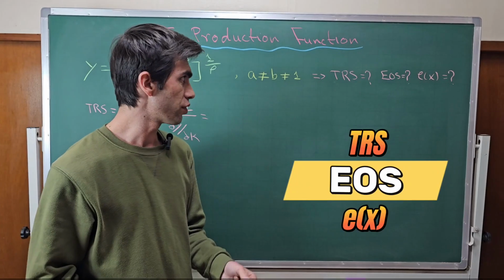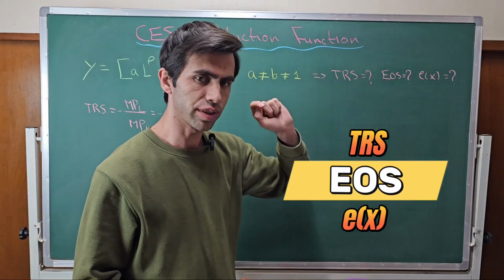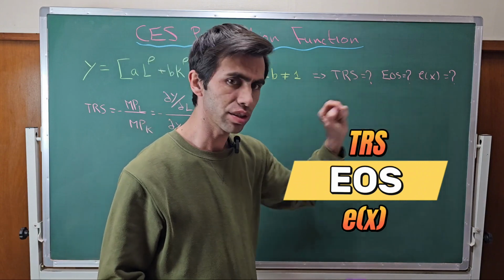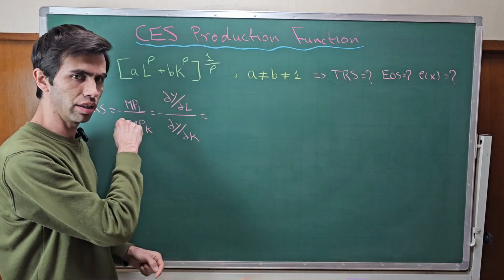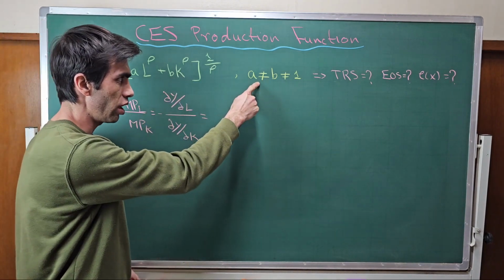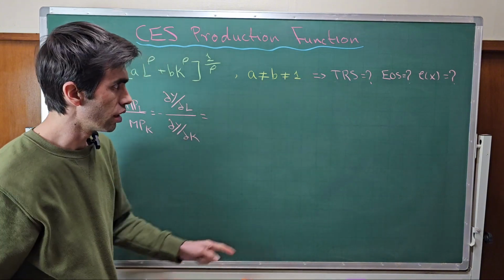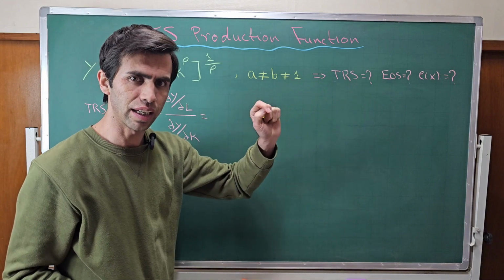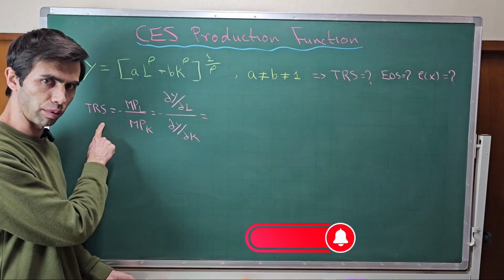Welcome guys, let's find out the technical rate of substitution, elasticity of substitution, and elasticity of scale for a CES production function when the coefficients for labor and capital are not equal and also they are not equal to 1. So let's start with finding the technical rate of substitution. For the technical rate of substitution, we have this simple formula.